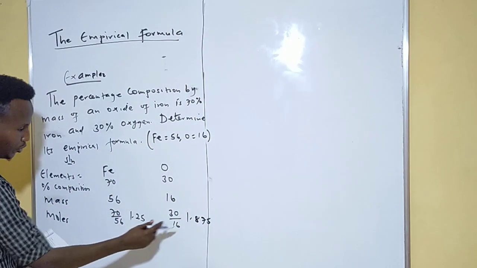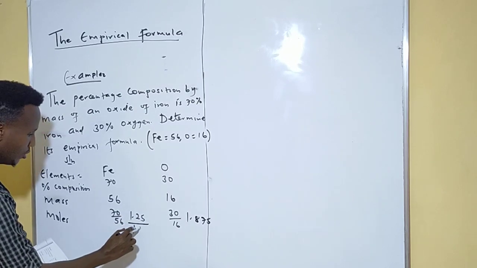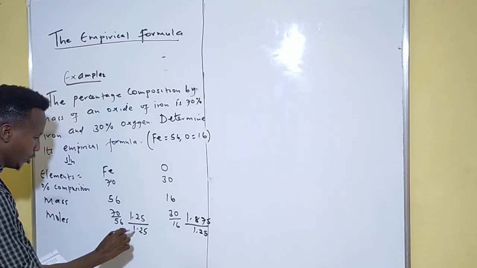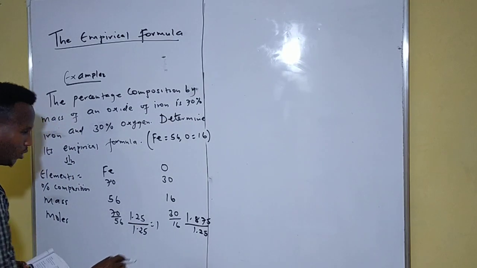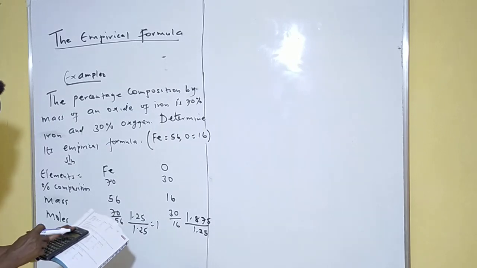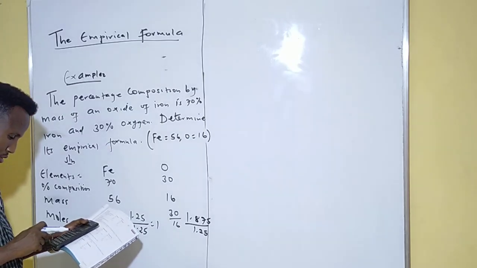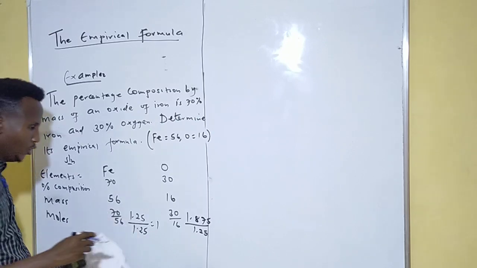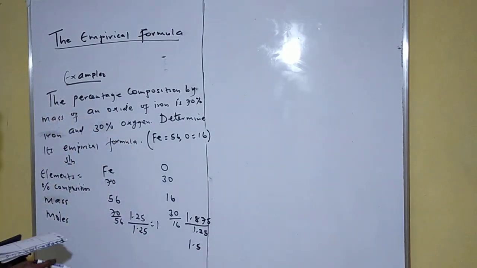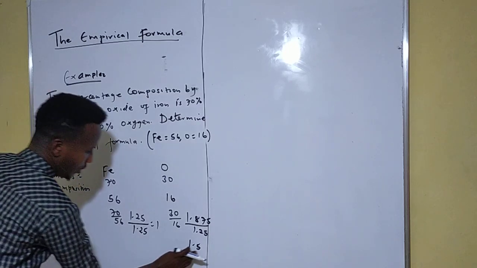This one. Divide both sides by this one, 1.25. So obviously here you're going to get 1. Our answer divided by 1.25 will give me 1.5. So from here I've gotten 1.5. Look at this point now, here we have gotten 1.5.